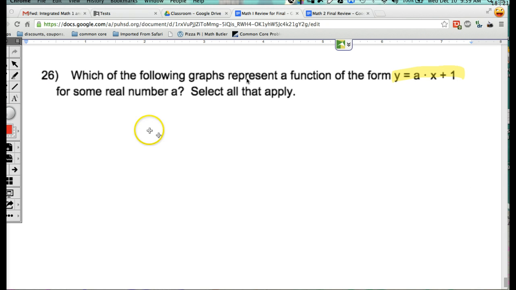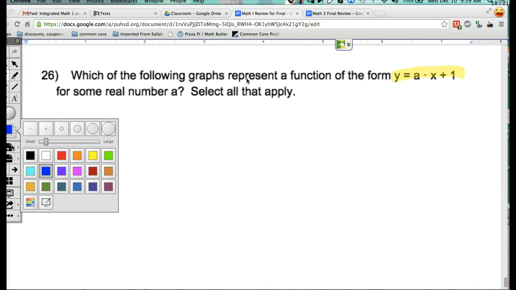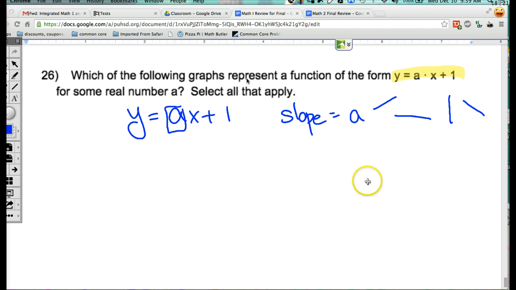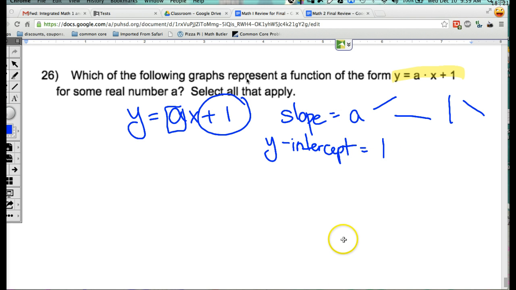So I want to write down the equation for you really nice and big so you can see. The equation is y is equal to ax plus 1, okay? And so what you have to realize is, what is your slope? Your slope is a. So that means your slope can be anything. It could be a line like this, like that, like this, or like that. It doesn't really matter, okay? But what we know for sure is that our y-intercept is what? Positive 1. Okay?